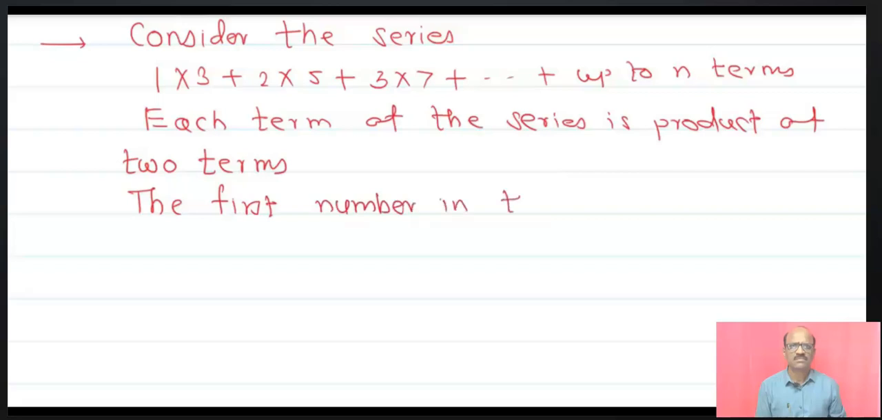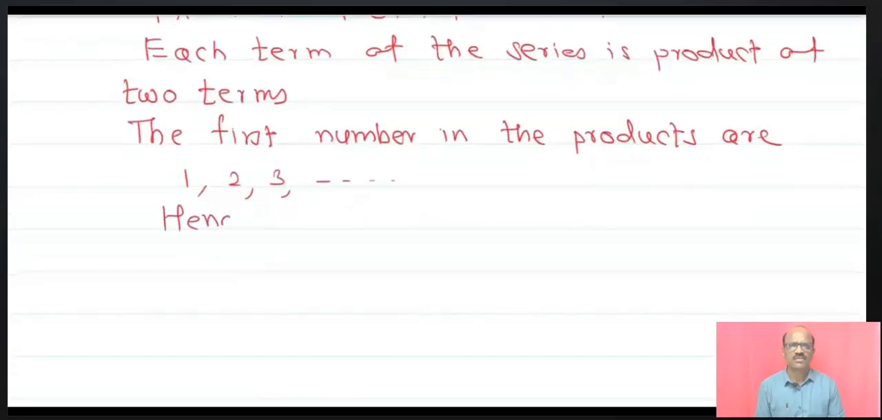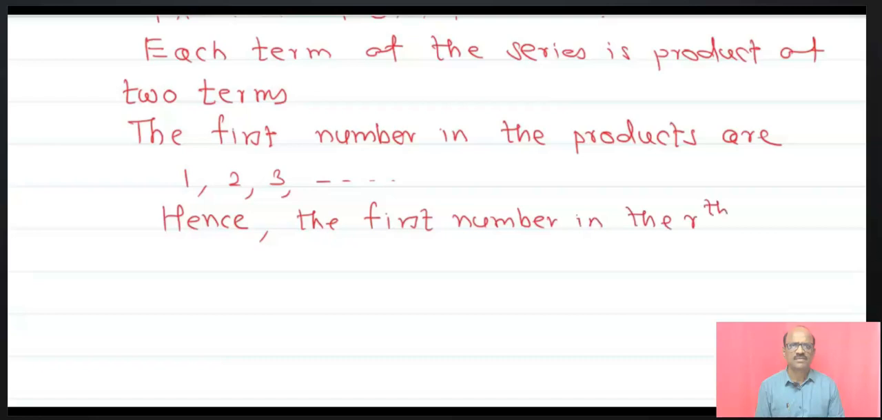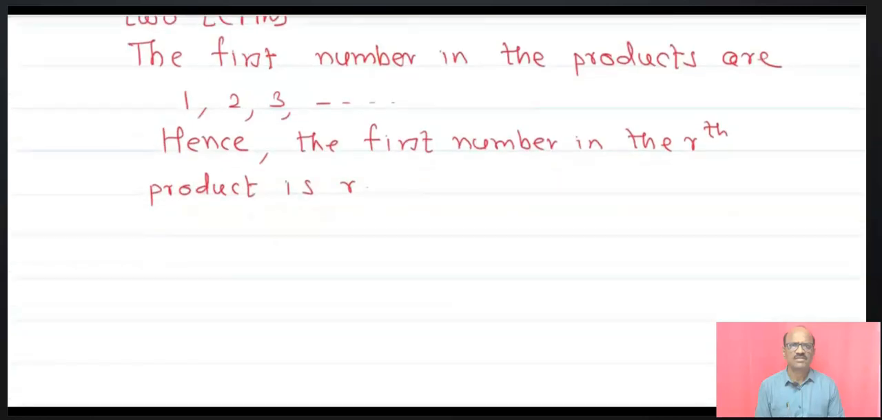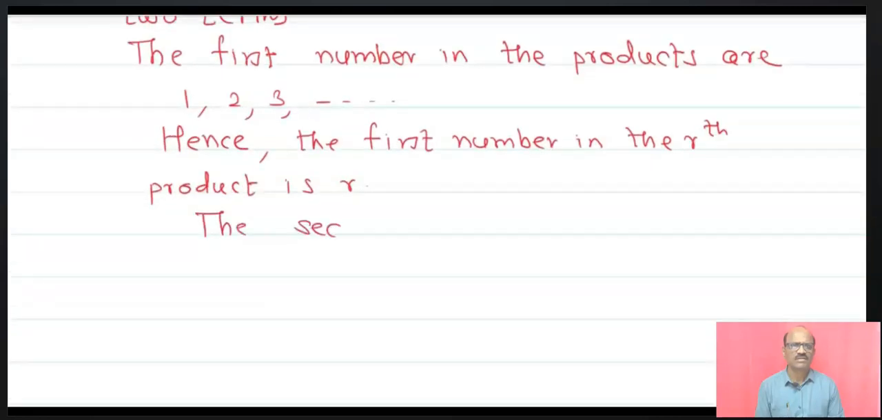The first number is in AP, they are 1, 2, 3, and hence the first number, its rth term, that is r.